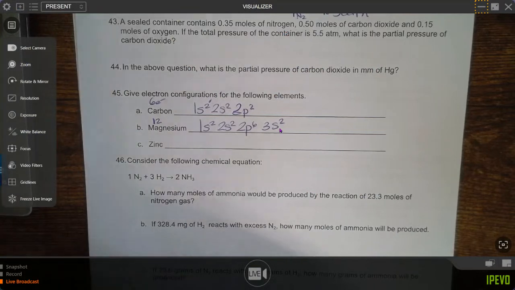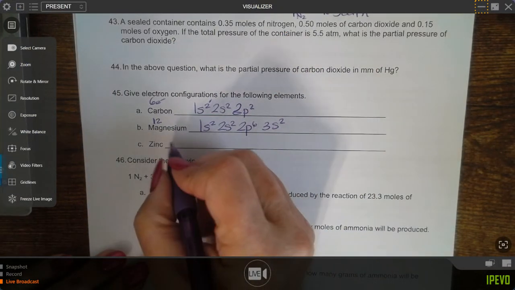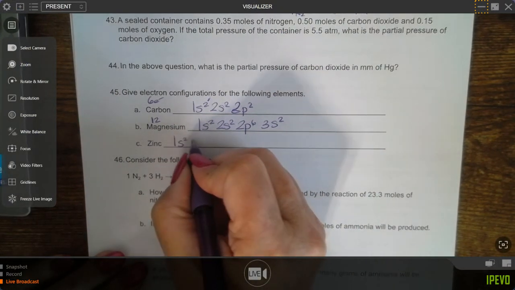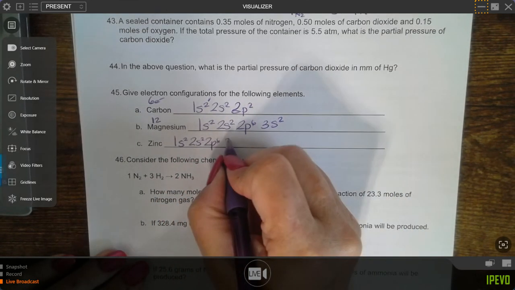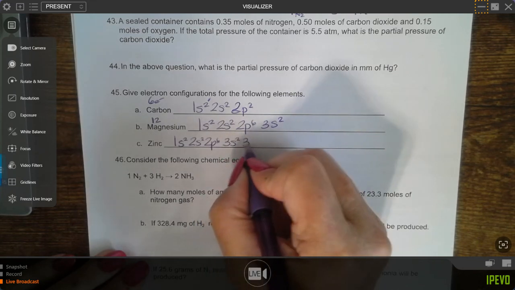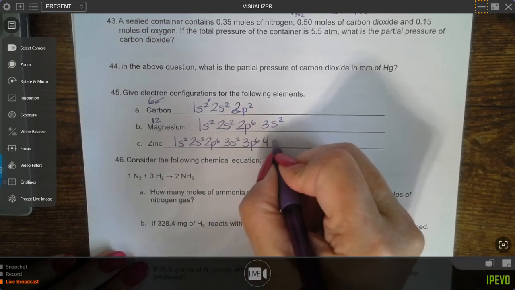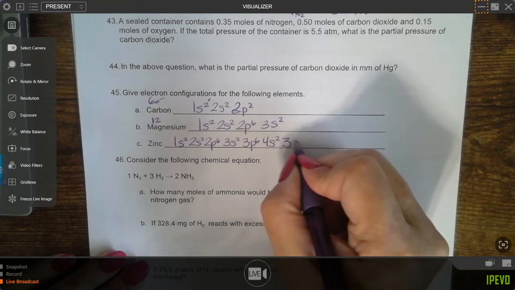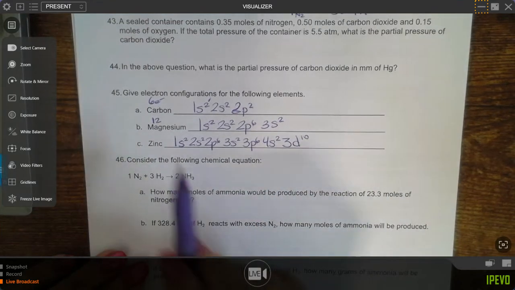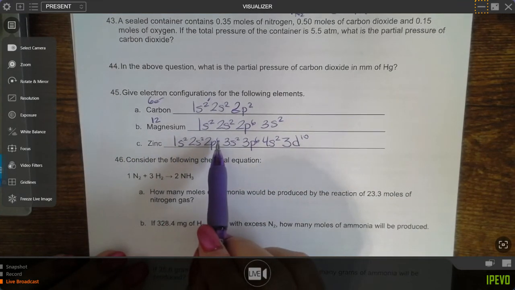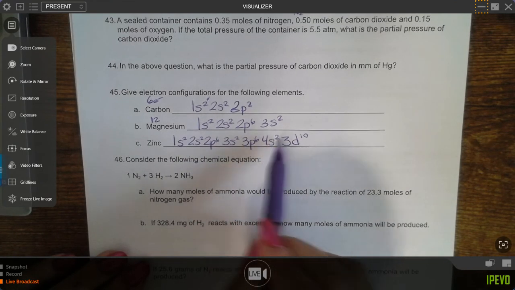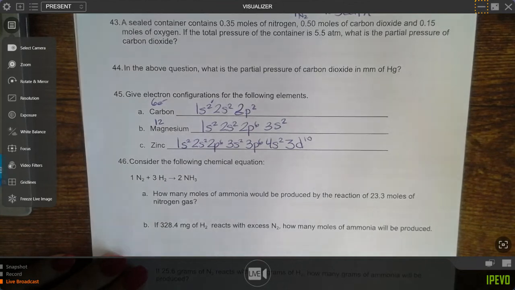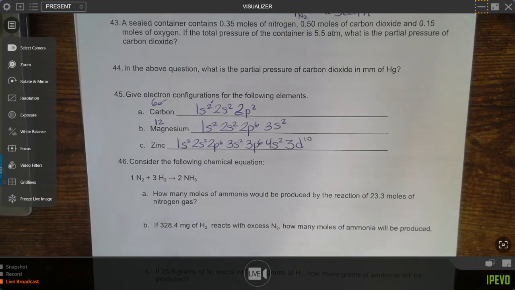All right, so 1s2, 2s2, 2p6, 3s2, 3p6, 4s2, 3d10. So let's count. 2, 4, plus 6 is 10, 12, plus 6 is 18, 19, 20, plus 10 is 30. Okay, so 30 electrons. Good deal. All right. Ooh, stoichiometry.